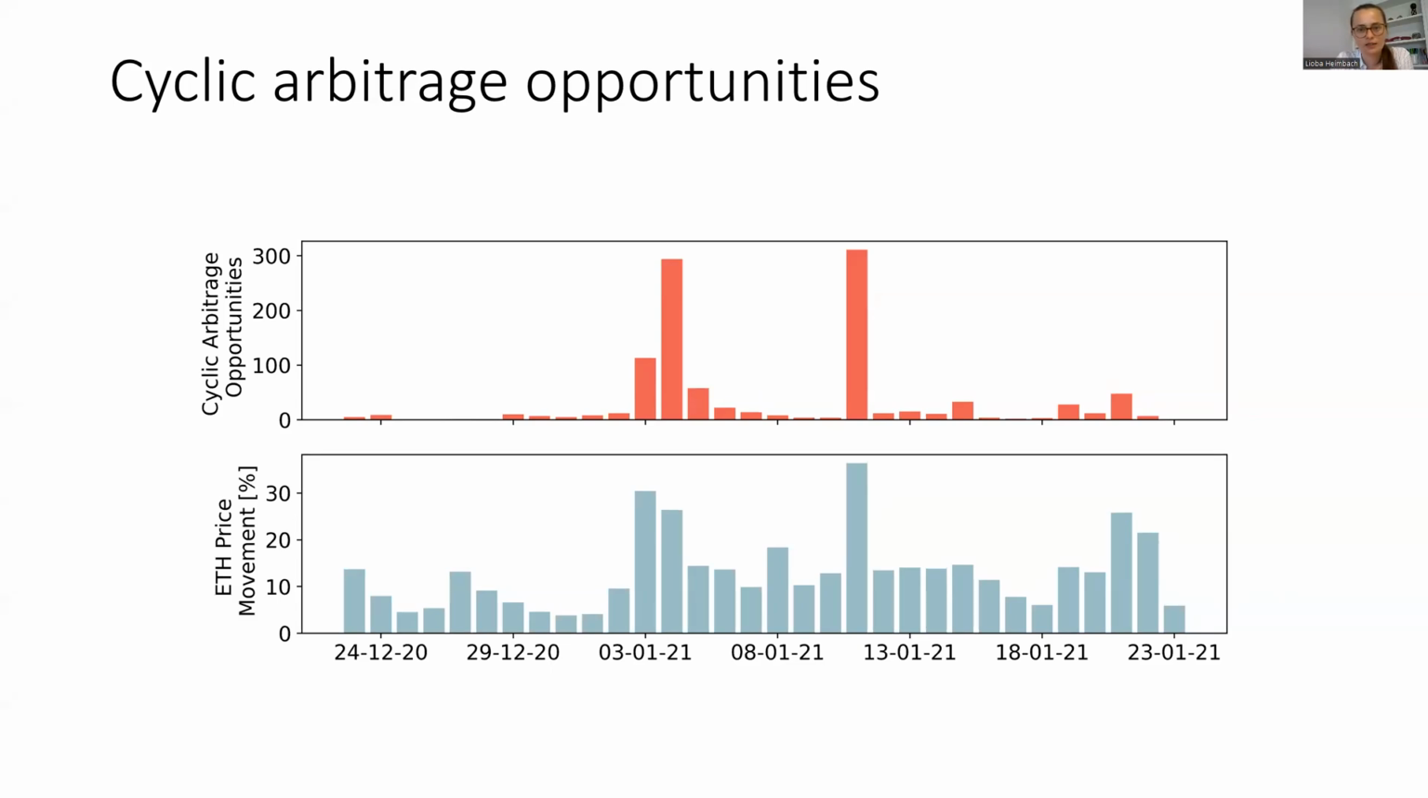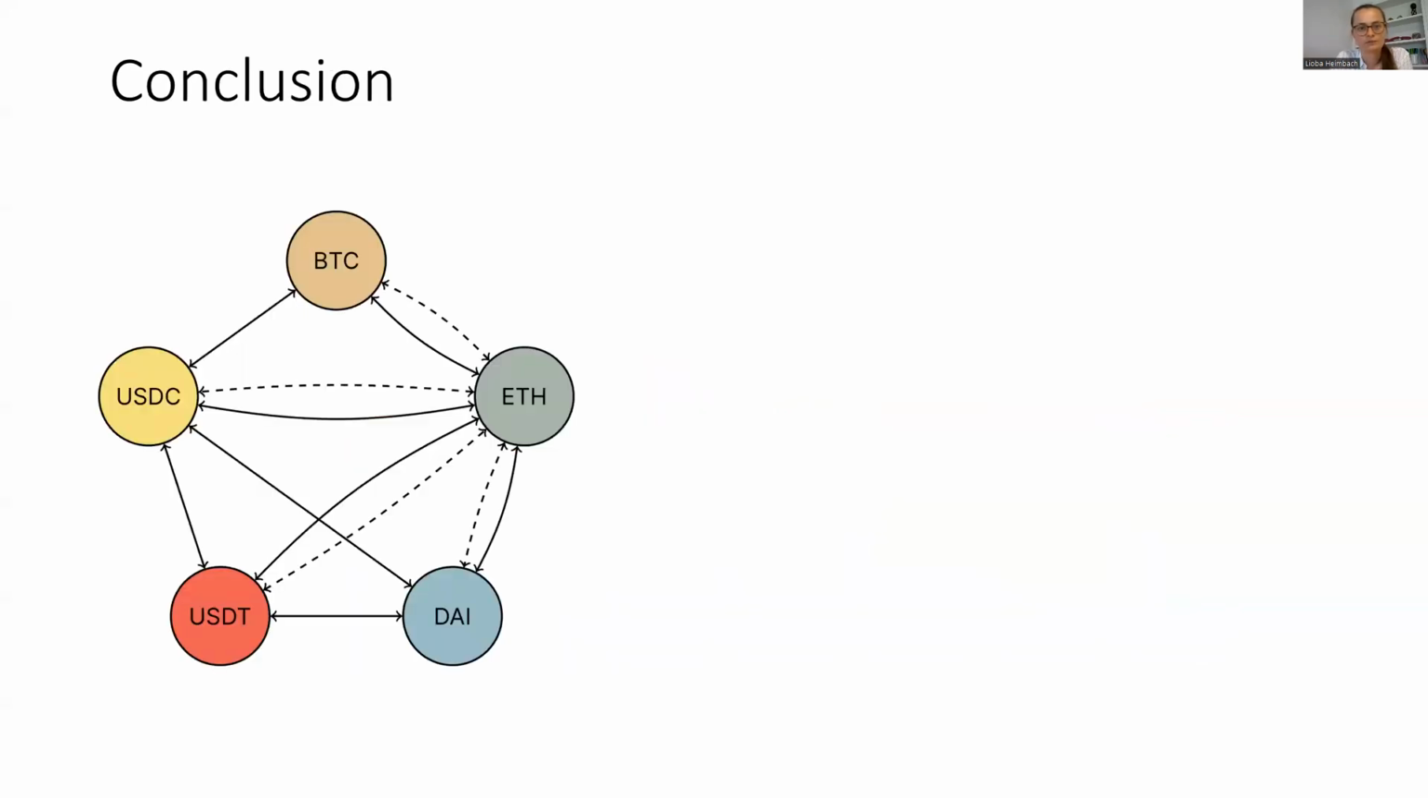And the correlation here between the cyclic arbitrage opportunities found and Ethereum's price movements was 0.72, which is a very significant correlation. So it appears that the floating exchange rates on Uniswap and SushiSwap, so in their pools, simply cannot adjust to the market prices sufficiently fast.